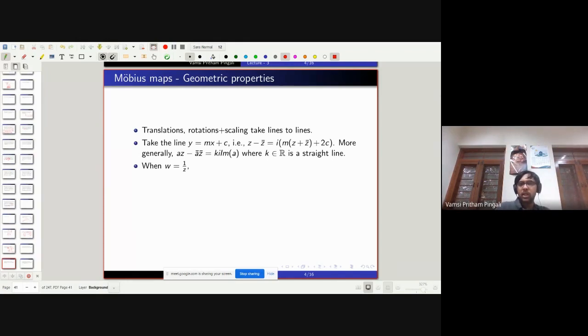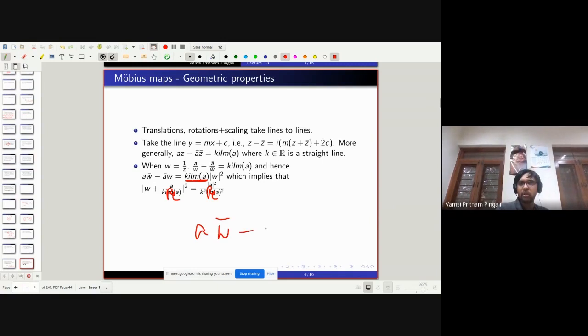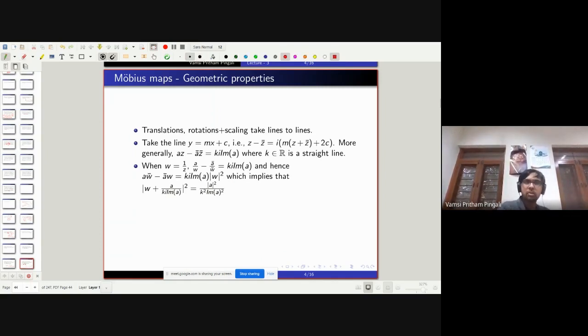So when w is 1 over z, if I replace z by 1 over w, I get A over w minus A bar over w bar equals i times something, which should technically be the real part. Therefore, you can see that A w bar minus A bar w is mod w squared times something. We don't care what it is exactly. That means now you can complete the square, because I can divide by this quantity on both sides. I can say that (A w bar minus A bar w) divided by (K i real part of A) is mod w squared. And I can complete the square and get this. Once again, there's a typo. It's not the imaginary part, it's the real part.